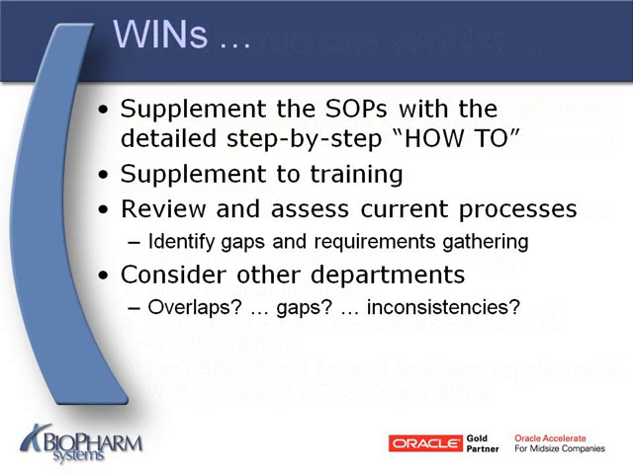Similar to your SOPs, you're going to review and assess what you currently have and identify the gaps, identify the requirements. The same thing with the other departments, same as with the SOPs, making sure that you have buy-in from other departments where your SOPs and WINs might impact other departments, or other departments' SOPs and WINs might impact you. Okay, don't have overlaps or gaps or any inconsistencies across those departments. It's very important.